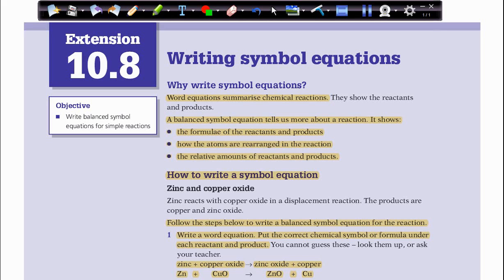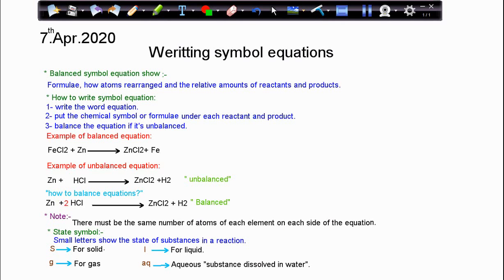Symbols make us see the reactants, the products, and how we can balance them. And also it's an easy way to write an equation. So now please open your notebooks and write down these notes with me. Writing simple equations. From these notes, I'm going to explain the lesson, and then we can go back to the book, read, and explain more about it.